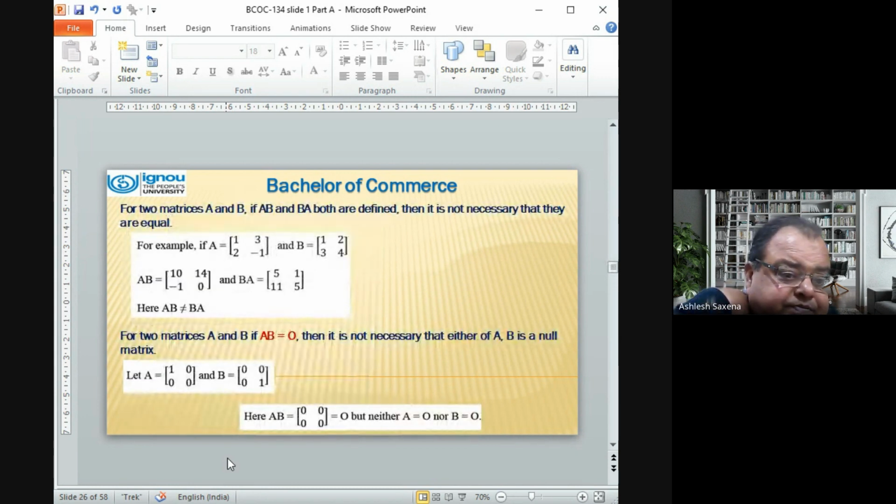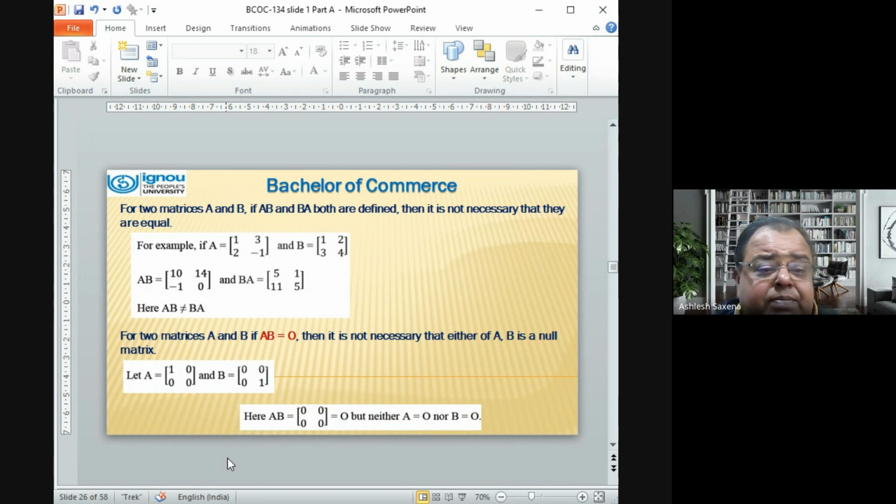Now, some more properties. For two matrices A and B, if AB and BA are both defined, then it is not necessary that they are equal. In matrices, we cannot say that 1 into 2 is always equal to 2 into 1. Here you can see that we have a matrix A of 2 by 2 order, and matrix B is again of order 2 by 2.